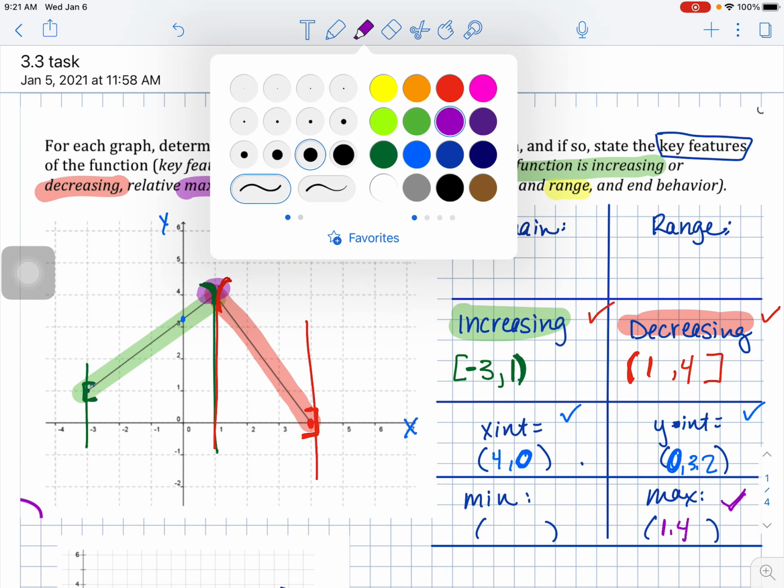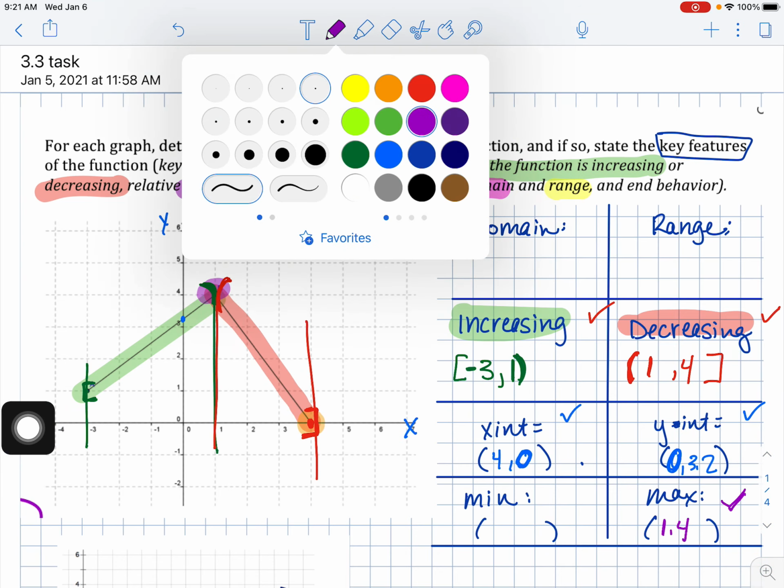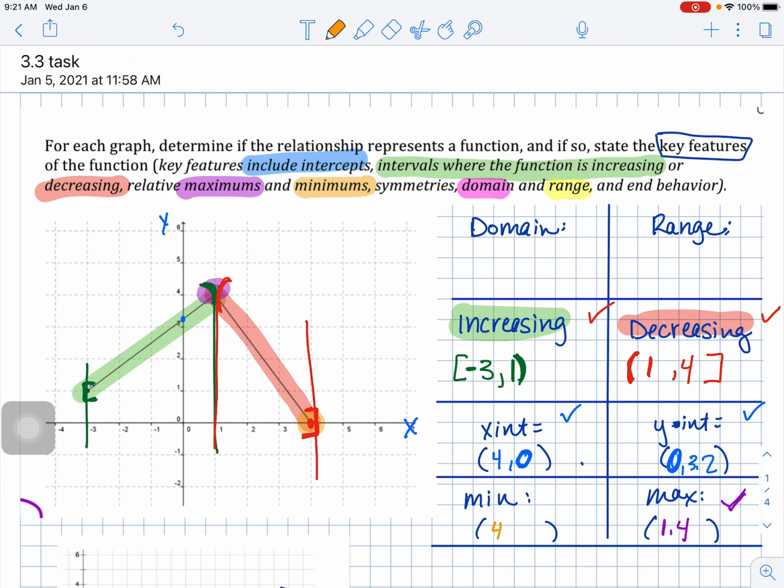And the minimum is just what you think. It's the lowest point on the graph. So when I'm looking at my graph, it looks like here is my low, right here. That's the bottom point that I get. So that is the point (4, 0).